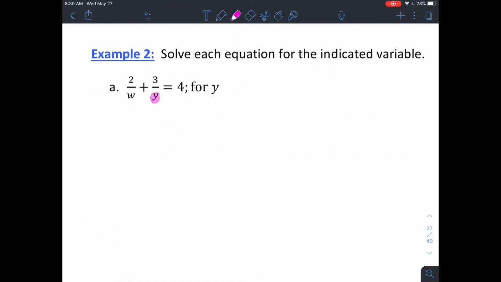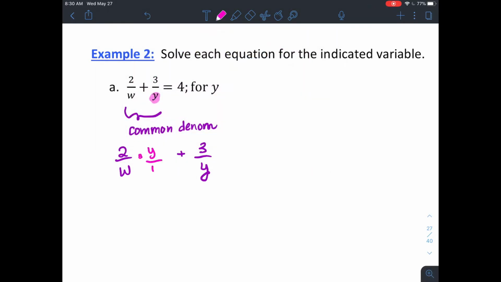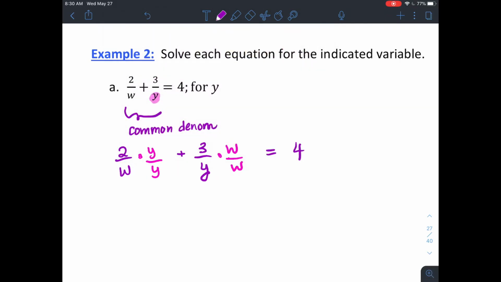All right, the more complicated ones with lots of fractions. If you're working on these ones, there's two different methods. I'll show you the first way here. If you have two fractions being added, let's go ahead and add them, which means we need a common denominator. So our two denominators involve w and y. To get them to be the same, I'll have to multiply my first one times y over y, and my second one times w over w, which will give me 2y over wy plus 3w over wy equals 4.